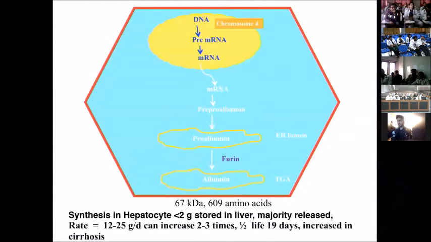It is coded by chromosome 4, and in the endoplasmic reticulum it is formed as proalbumin, which is then formed into albumin, a 67 kilodalton protein with 609 amino acids. Less than 2 gram is stored in the liver, and the majority of the albumin is released. The rate of daily albumin synthesis can increase 2 to 3 times, to 12 to 25 gram a day, and the half-life of albumin is usually 18 to 19 days.